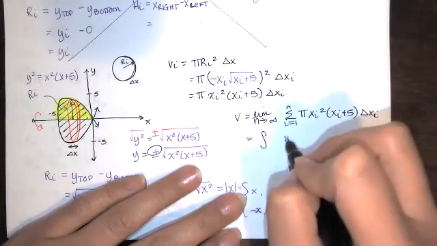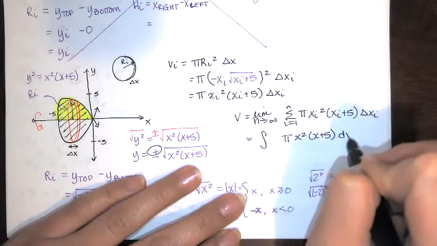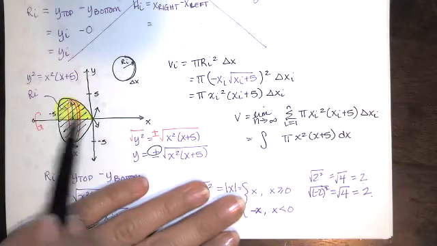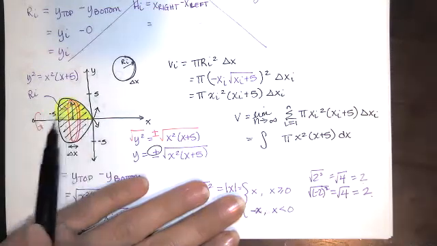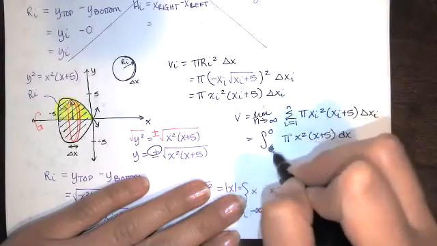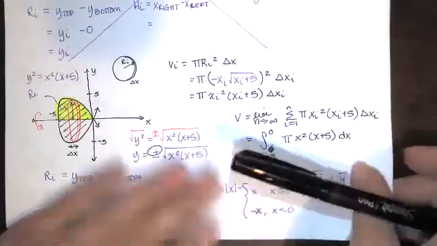So we have pi times x squared times x plus 5. We're integrating with respect to x, and we integrate from x equals -5 to x equals 0. We always get the bounds from the original region. Oops, smallest to largest, -5 to 0. So let's work this out on the next page. This is for part A.